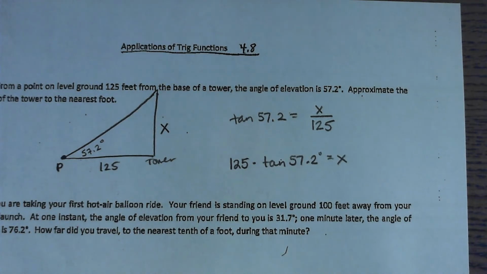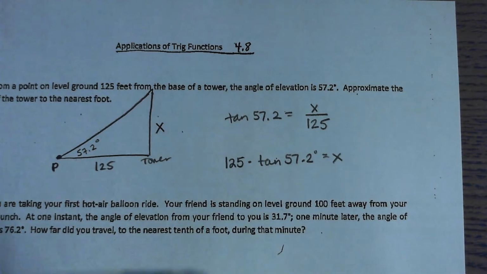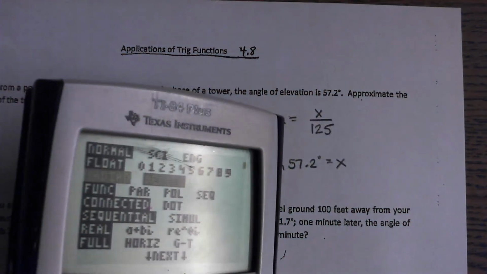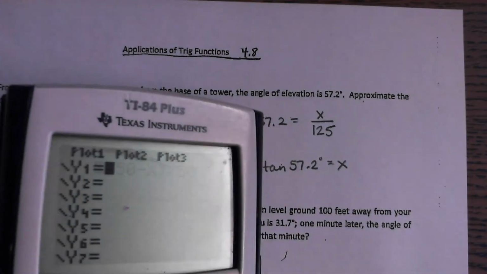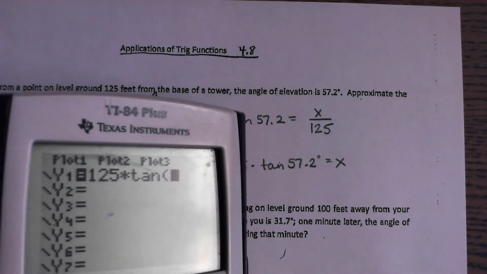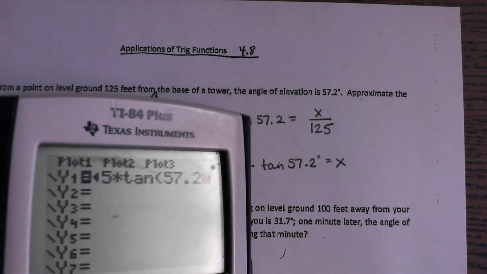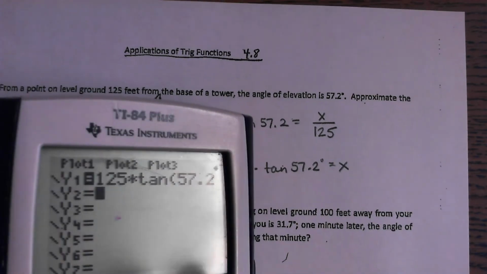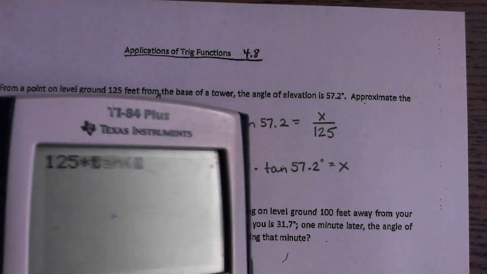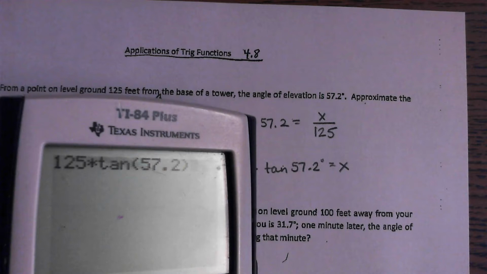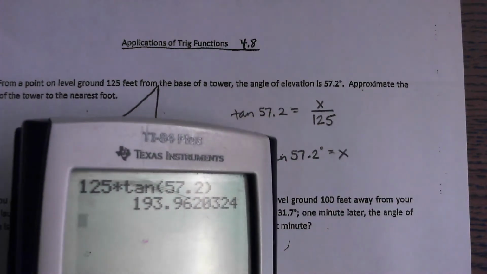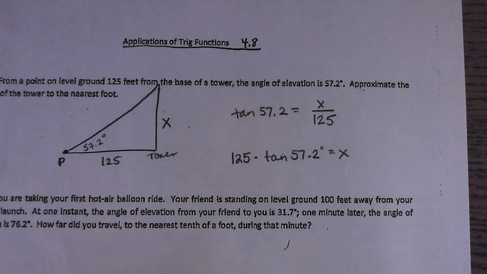If you do have a calculator, you also have to know how to use it, in the sense of, should we be in degrees, should we be in radians, and you have to flip back and forth frequently in this chapter. So this one, because it's in degrees, your mode goes in degrees. 125 times the tangent of 57.2. I put that in y equals. There we are. And they want it to the nearest foot, so 194 feet.